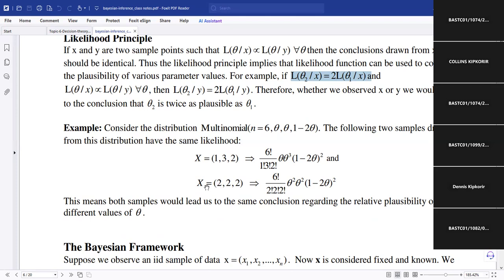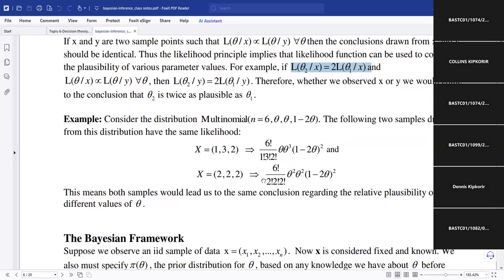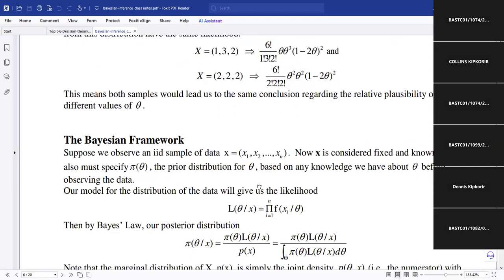And the other one is given by x equals 2, 2, 2. These are the observed values. So 6 factorial divided by, because our n is 6, 2 factorial multiplied by 2 factorial multiplied by 2 factorial. Then the first theta parameter is raised to power 2, the second one raised to power 2. Then 1 minus 2 theta, we square that also. So this means that both samples should lead to the same conclusion regarding the relative plausibility of the different values of theta. That is for the likelihood functions.